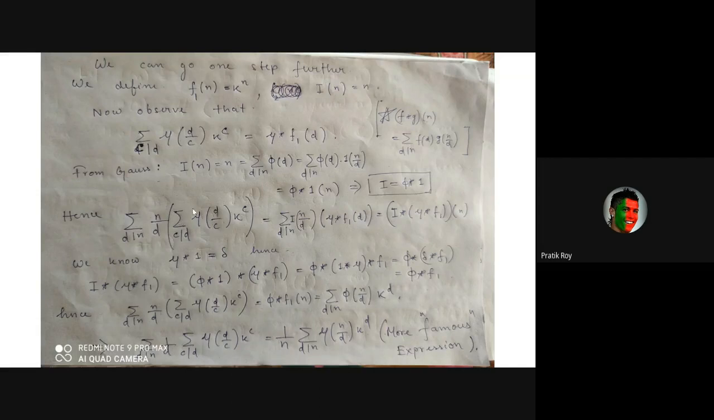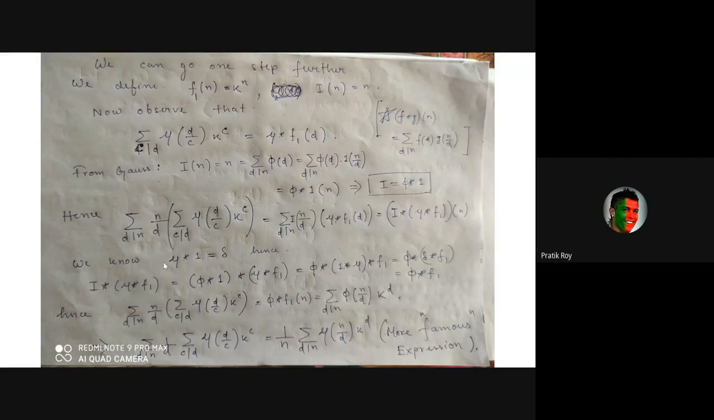So I am trying to simplify this expression. I can write n by d as summation d divides n I n by d, because I n is n and I n by d will be n by d. And this expression here, as I have written it before, is mu star f1d. So what this complicated sum turns out to be is I star mu star f1n. This expression is a bit helpful because it is compact, nothing else.